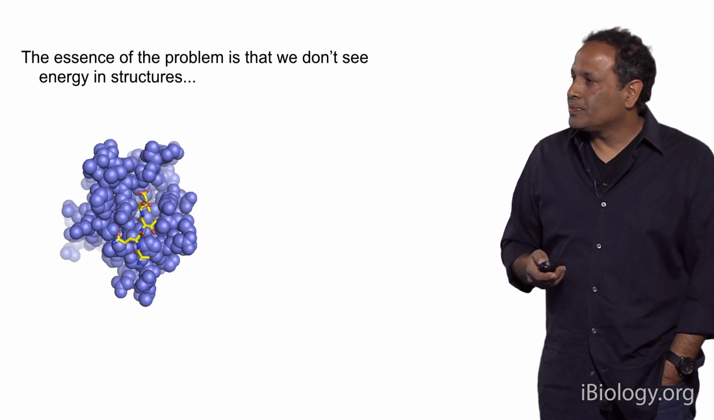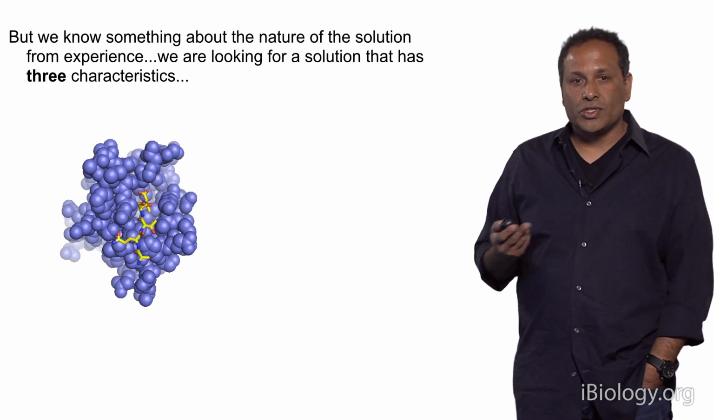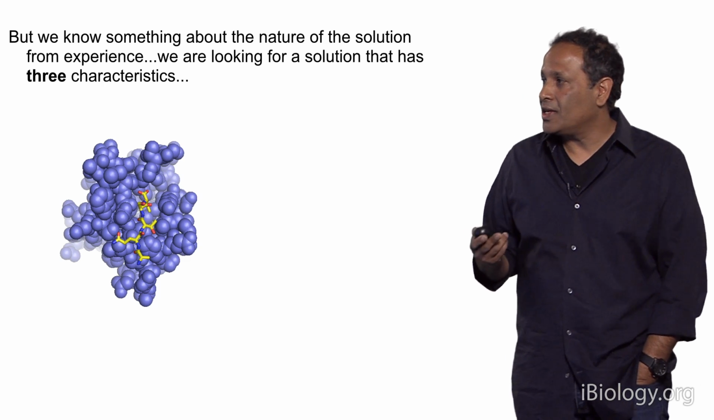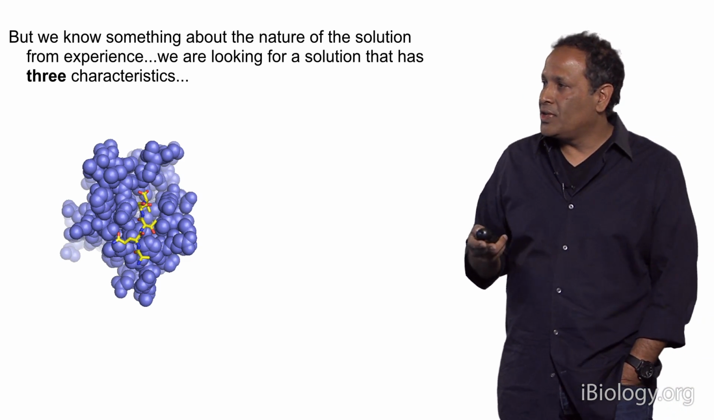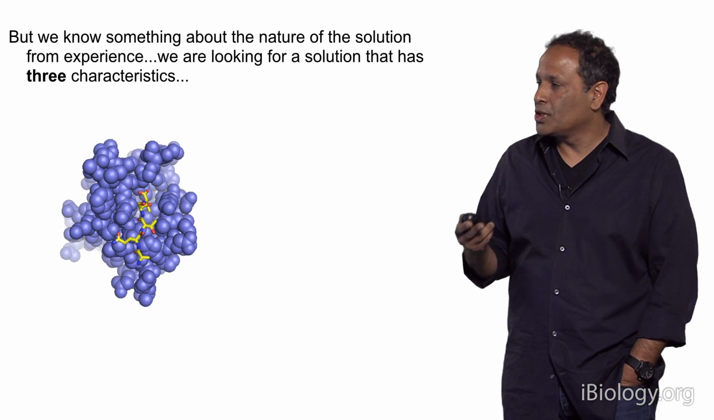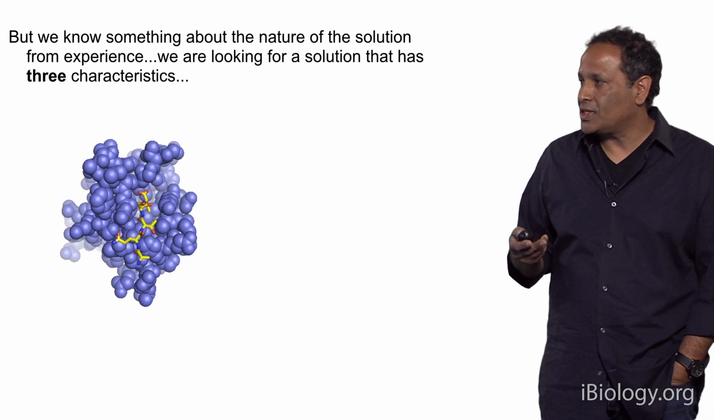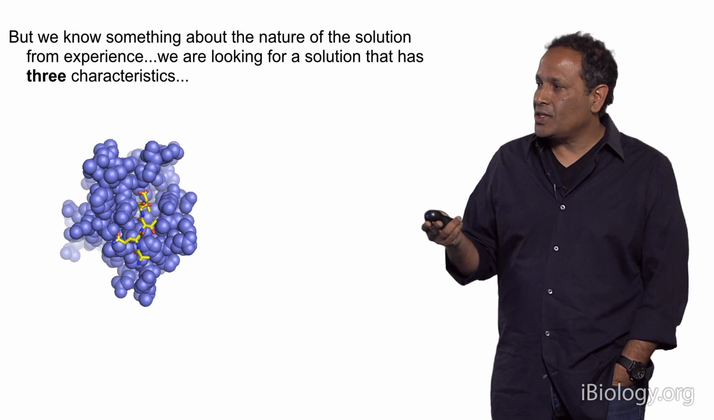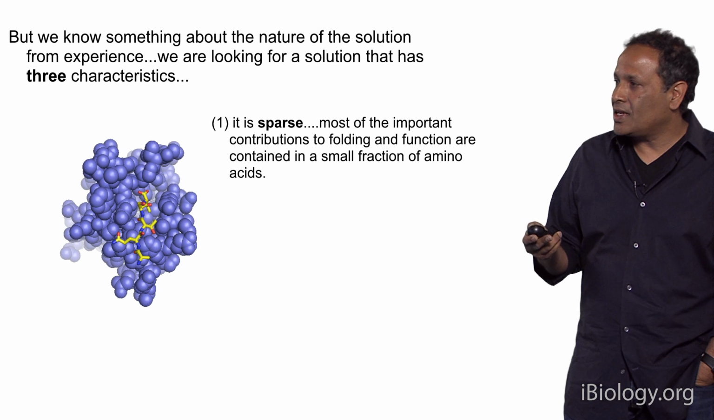Well, how do we solve this problem then? We know some things about the nature of the solution, though, that can guide us in looking for an approach. I'll tell you about 3 of these characteristics of the nature of the solution that I think the empirical data collected over many, many years tells us. We're looking for a solution that actually has 3 characteristics. The first characteristic, which is interesting, is that it's sparse.